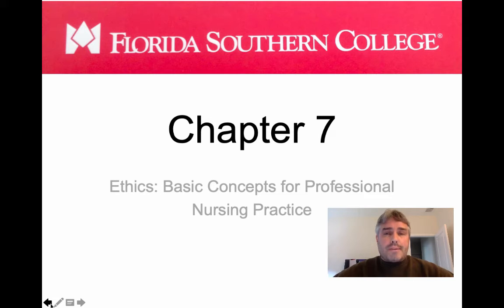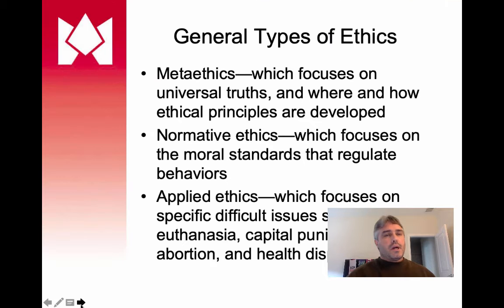So Chapter 7 talks about ethics and how it relates to the nursing practice. So some general types of ethics and terms related to ethics. Meta-ethics is very high level, right? It's way up here somewhere. It focuses on universal truths, and it's really where ethical principles are developed. Normative ethics focuses on moral standards that regulate behaviors, and applied ethics, so those ethical beliefs and ideals that we apply to certain situations.